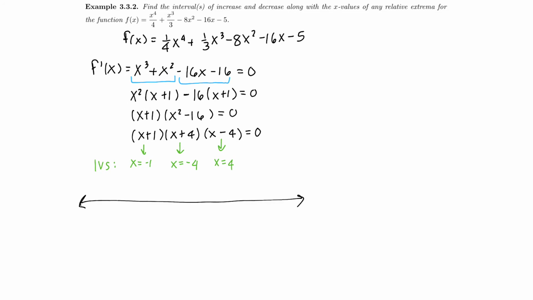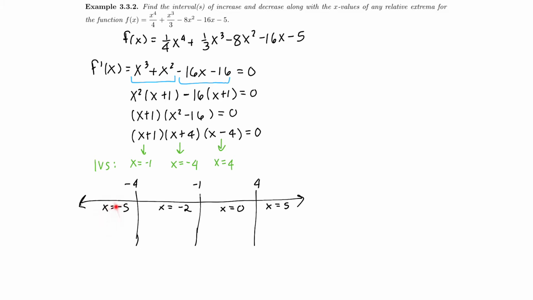I make a sign chart. -4, -1, 4. I choose my test values. You can choose any test values, by the way, inside that interval. So if you wanted to choose -20 right here, or if you wanted to use -3, or -3.5 if you wanted to be wild, that's totally fine. You can choose whatever values make your heart most happy.